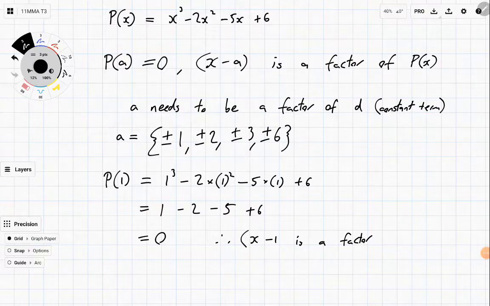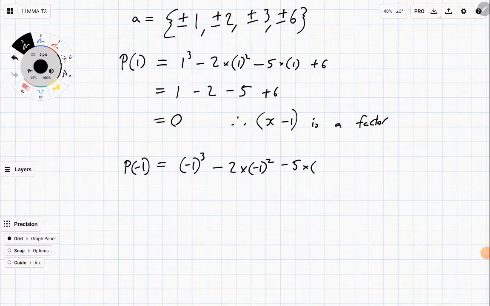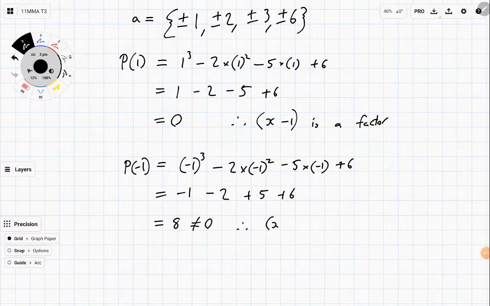Now, just to show that this was like a lucky choice, let's try p of negative 1, just to show that it's not always going to work. So we're going to get negative 1 to the power of 3 minus 2 times negative 1 squared minus 5 times negative 1 plus 6. In this case, we get negative 1. Negative 1 squared is 1, so negative 2 plus 5 plus 6. 11 minus 3 is 8, which is not equal to 0. Therefore, x minus minus 1, or for short, x plus 1, is not a factor.